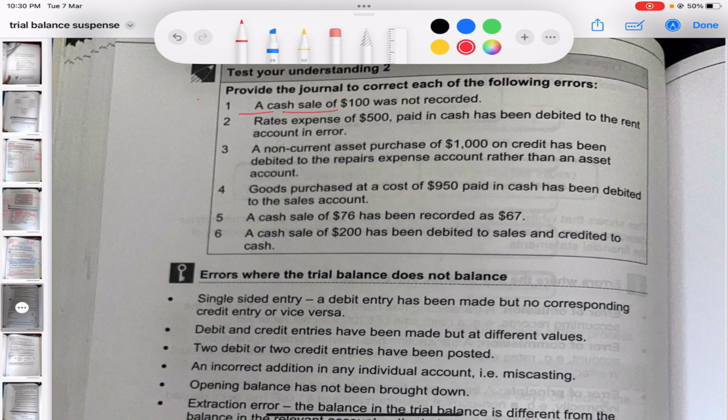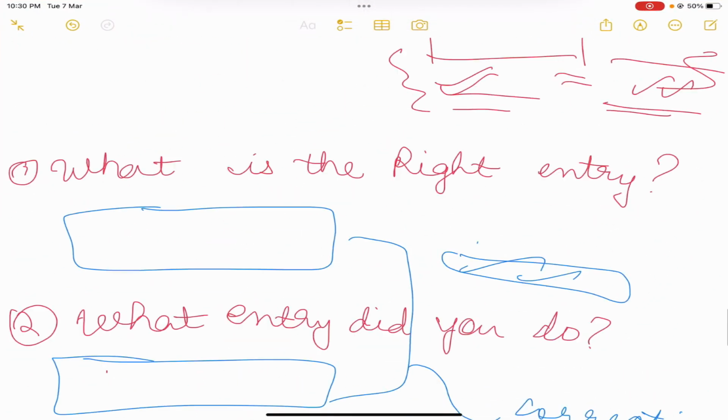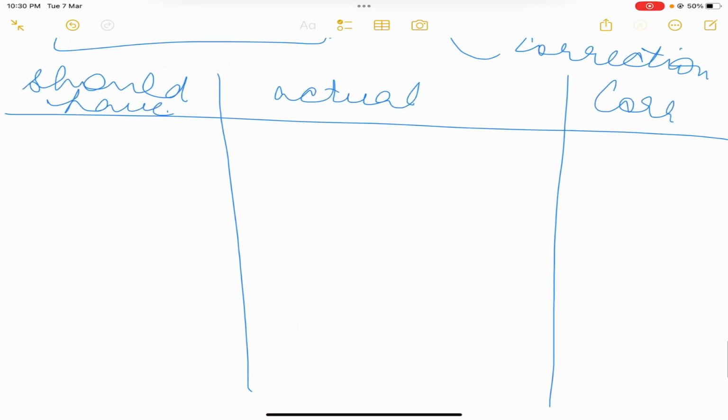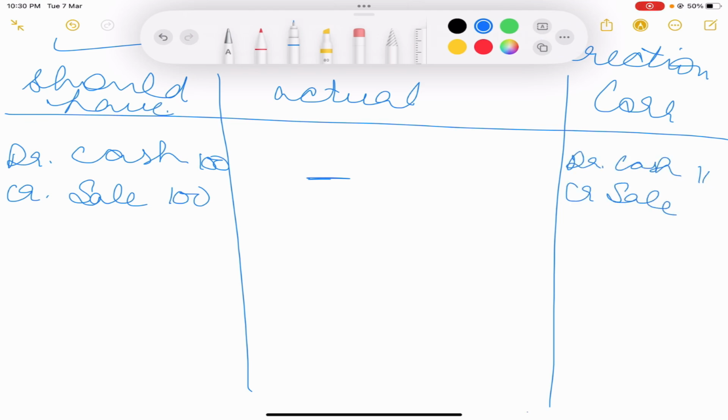A cash sale of 100 was not recorded. Okay. So what is the correct entry of that? A cash sale of 100. Debit cash, credit sale. This is the correct entry by 100. And what entry have you done? You have omitted. You have made no entry at all. So in that case, since no entry has been made, you just have to put a new entry which has been omitted. So my correct entry would be debit cash, credit sale 100. Understood?